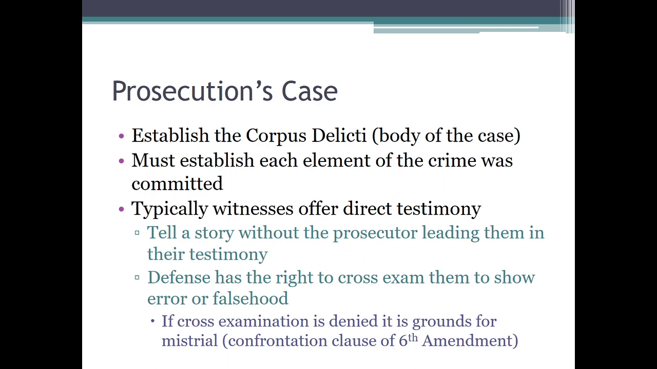Typically, witnesses will offer, during the prosecution's chief case, direct testimony. They'll come up and they will tell a story. The prosecution is not supposed to, on direct, lead a witness, not say, tell us what happened next, tell what happened next, tell what happened next. No. Asked to say, what happened, in your own words. Now, the defense has the right to cross-examination, and this is absolutely vital.